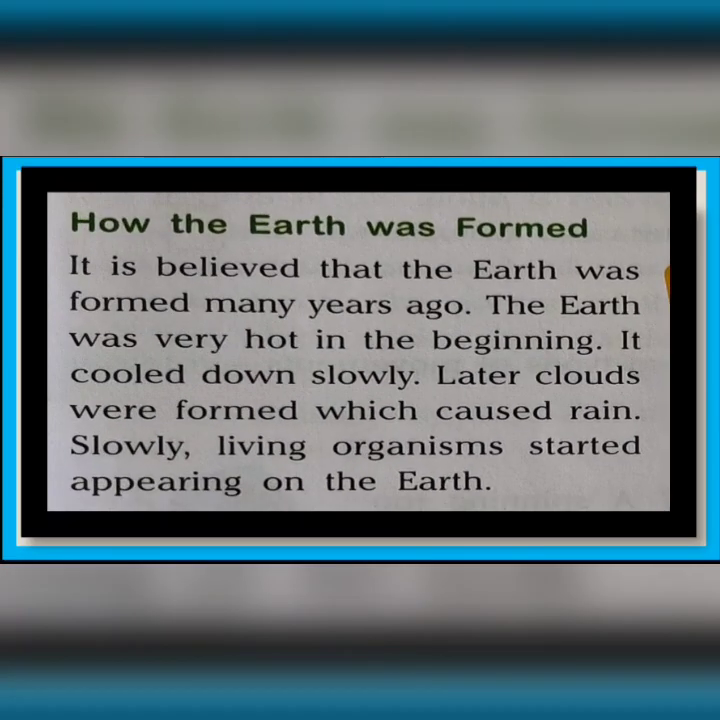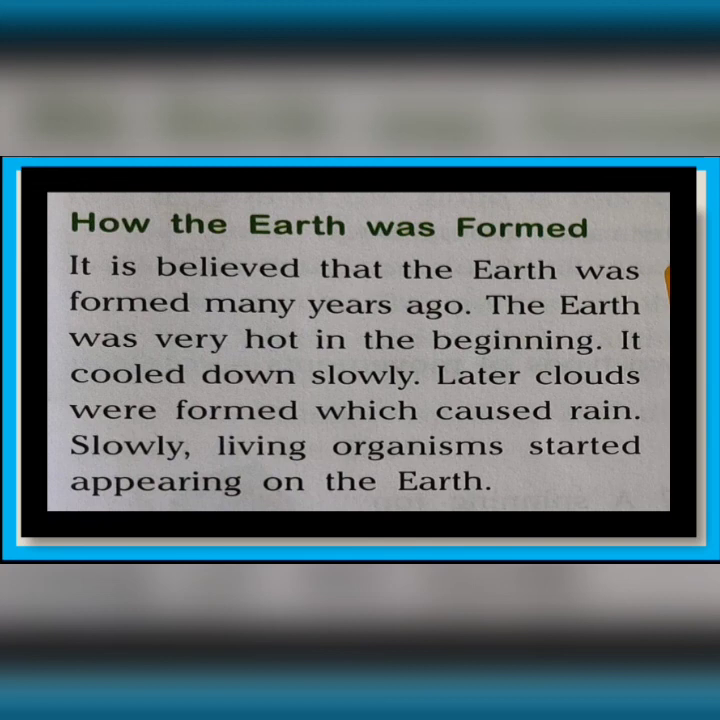Now the one question arises, how was the earth formed. Let us know it. It is believed that the earth was formed many years ago. The earth was very hot in the beginning. It cooled down slowly. Later, clouds were formed which caused rain. Slowly, living organisms started appearing on the earth. So how was the earth formed? It was formed many years ago.